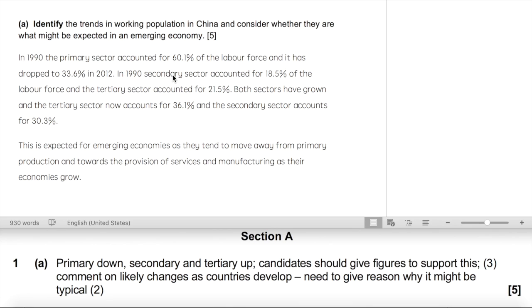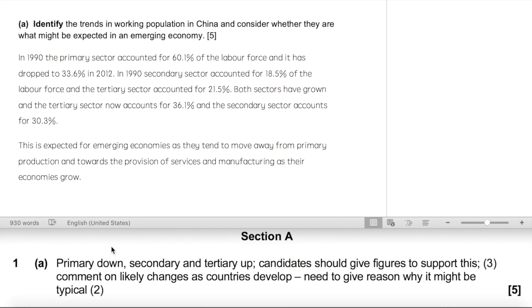What I'll do now is take a look at question A. Identify the trends in working population in China and consider whether they are what might be expected in an emerging economy. This is a 5-mark question, and my answer is already written here. All I'm going to do is compare it to the mark scheme, which is just below here.